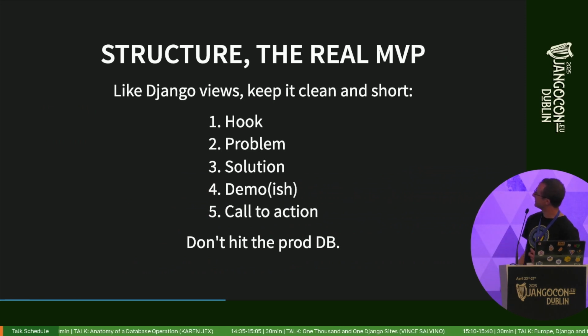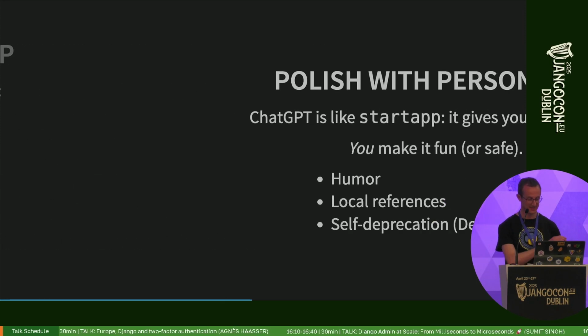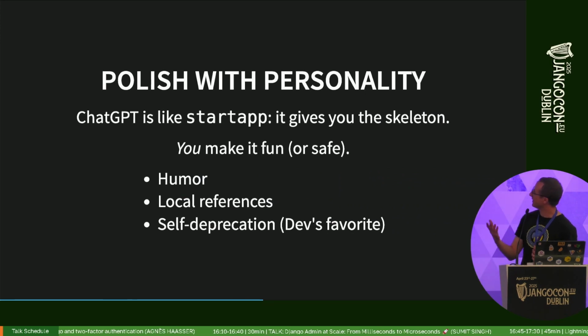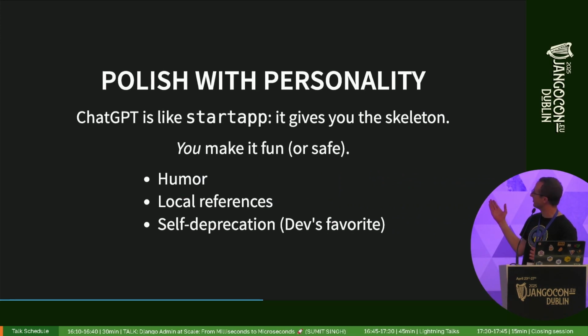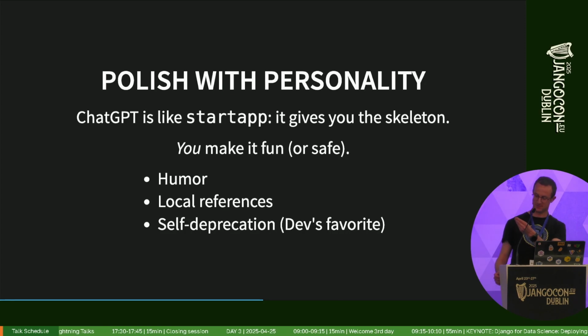Then you need a little bit of structure. You need a hook, propose a problem and a solution, a little bit of demo, and then a call to action. But make sure you don't hit production before looking at the output, of course. Then you need to add a little bit of personality, because ChatGPT is like a startup. It gives you the skeleton, but it's up to you to make it fun and safe if it's code. So you can add humor, local references, or a little bit of self-deprecation.